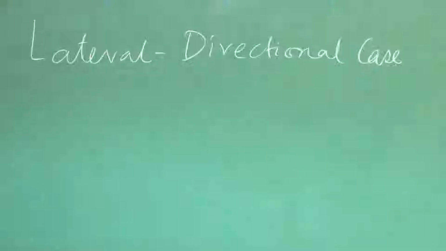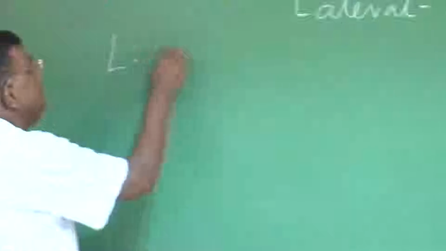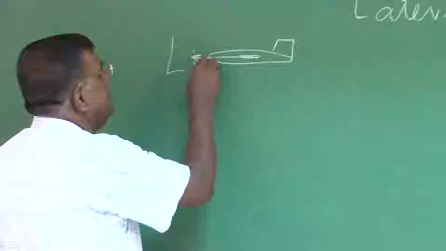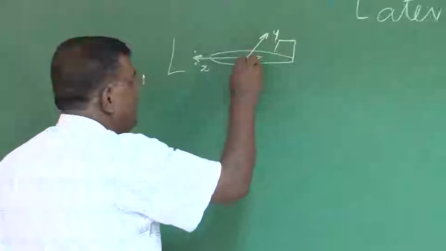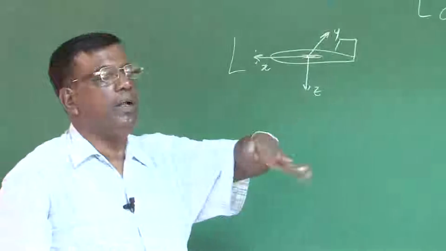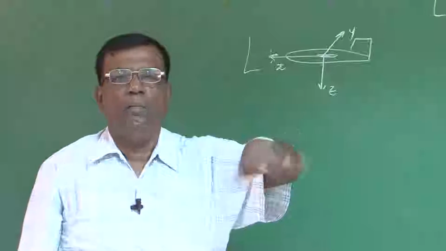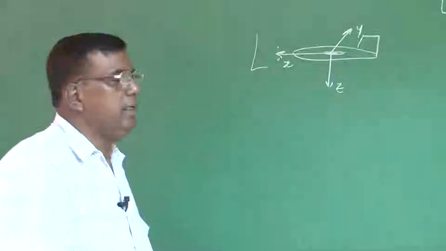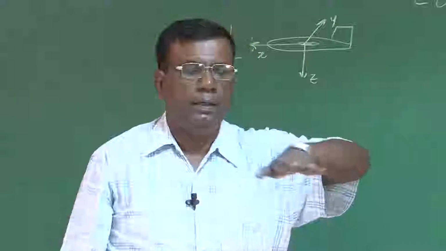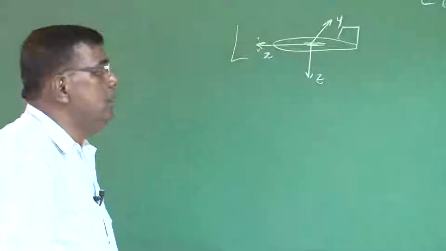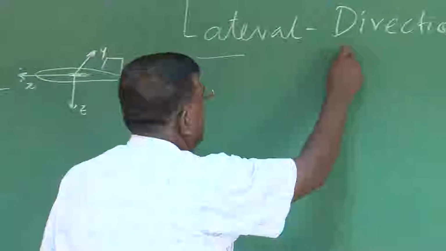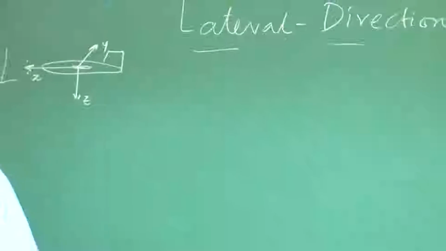We understand lateral means, if this is the airplane, this is the x-axis, this is y, this is z. Lateral means we are talking about motion about the x-axis, roll or bank, and directional is motion about the z-axis, yaw. But one thing you should understand is that lateral and directional cases generally cannot be decoupled.